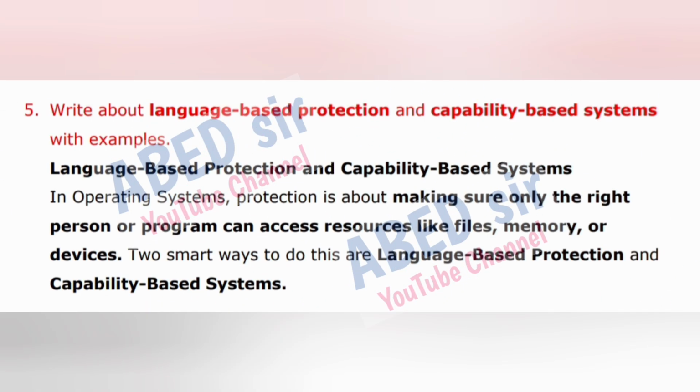Write about language-based protection and capability-based systems with examples. Language-based protection and capability-based systems. In operating systems, protection is about making sure only the right person or program can access resources like files, memory, or devices. Two smart ways to do this are language-based protection and capability-based systems.